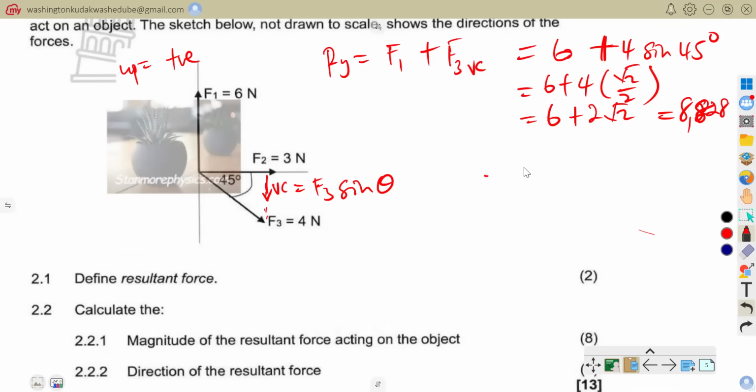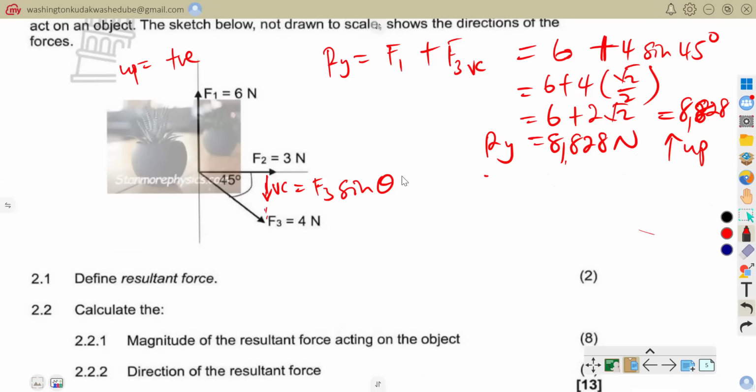I'm still repeating the same mistake. 8.828 newtons. So that becomes the resultant in my y direction. So this is acting up, because it's positive. We said going up is positive.